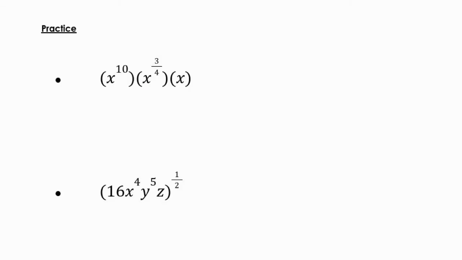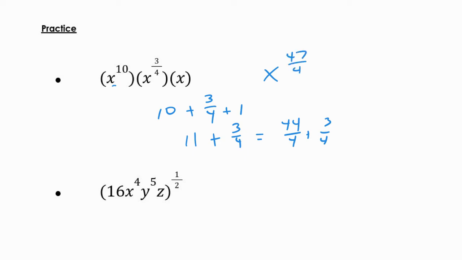All right, first example. We have x to the 10th and 3/4 and 1. So if you want to combine those, that's 11. And that's really 44/4 plus 3/4. So we get a solution, or we simplify this to x to the 47/4. Piece of cake.